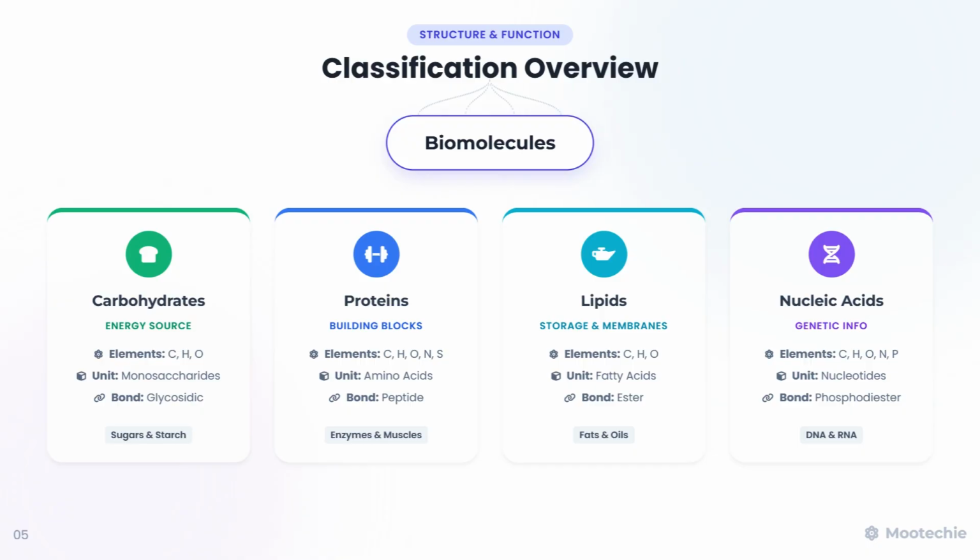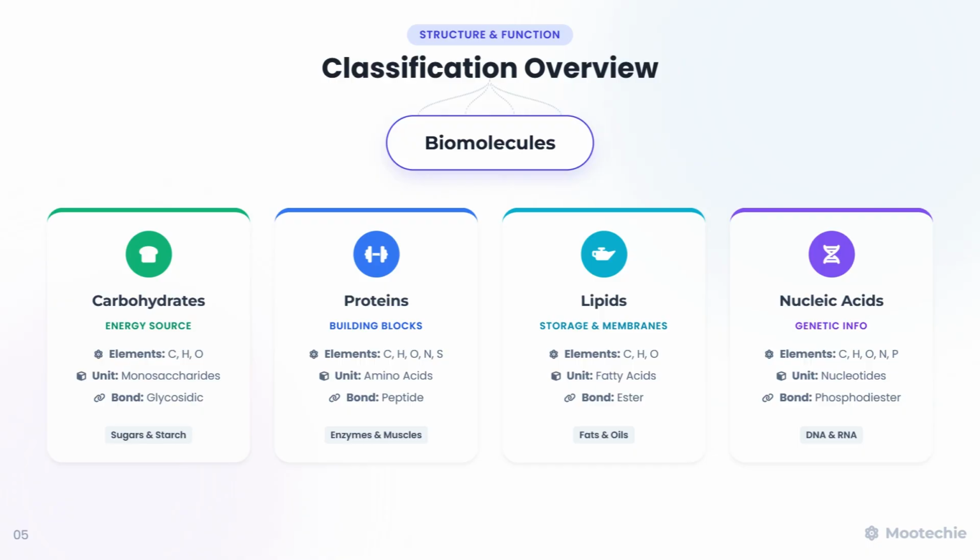Next, proteins. They are the building blocks and enzymes. Their elements are carbon, hydrogen, oxygen, nitrogen, and sometimes sulfur. Their unit is amino acids, held together by peptide bonds. They form things like enzymes and muscles.